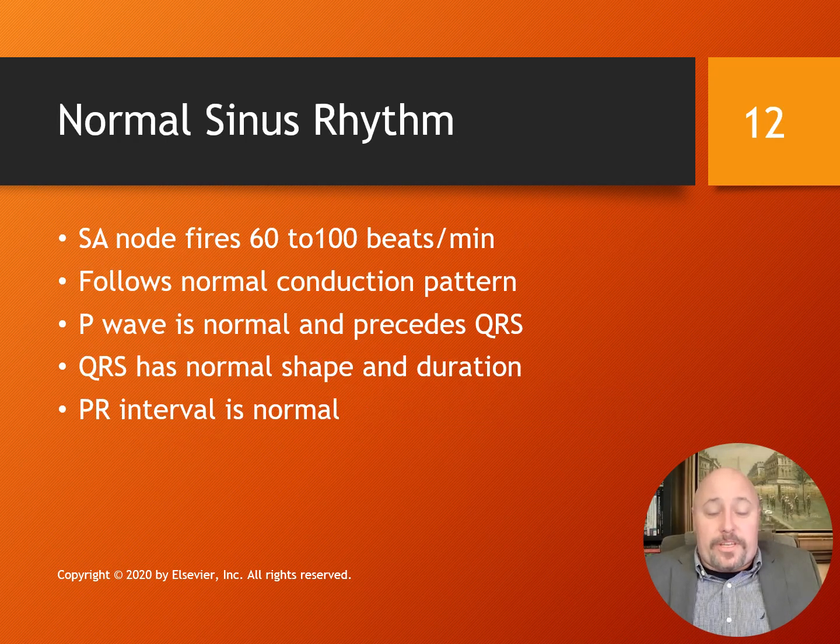Our first dysrhythmia is going to be normal sinus rhythm. In this case, the SA node fires 60 to 100 beats per minute, which follows a normal conduction system pattern, meaning it is regular. The P wave is normal and precedes a QRS, and the QRS has a normal shape and duration. Also, the PR interval is normal and not varying wildly.